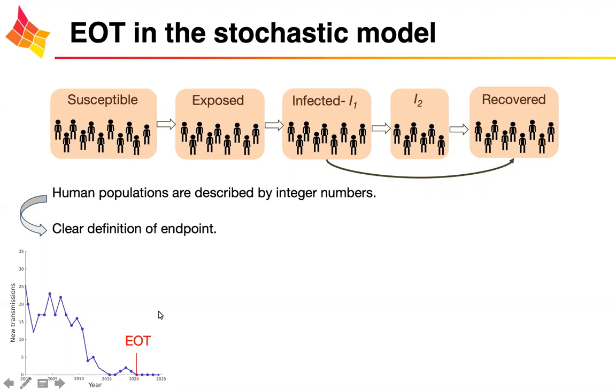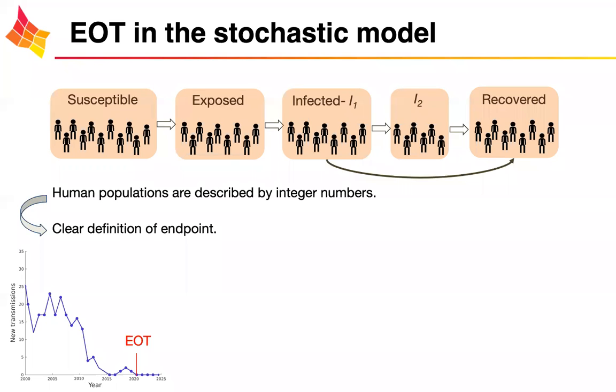Here you can see one example. It's actually not the real situation. It is for a smaller population, just to see the point. And we see, for example, the number of new transmissions is changing stochastically over time, but on average it's decreasing because the reproduction ratio is smaller than 1. And at a certain time it reaches 0, and we can define elimination of transmission.